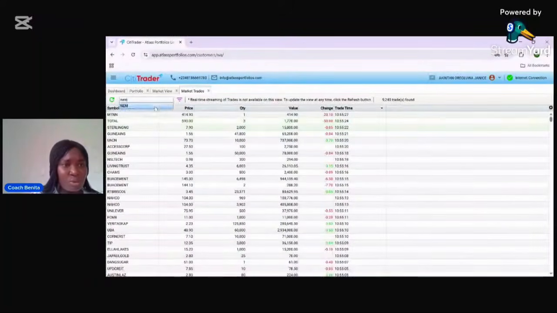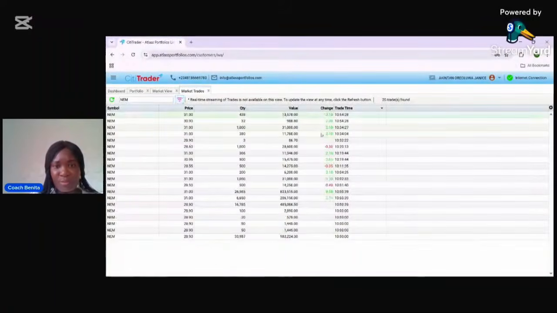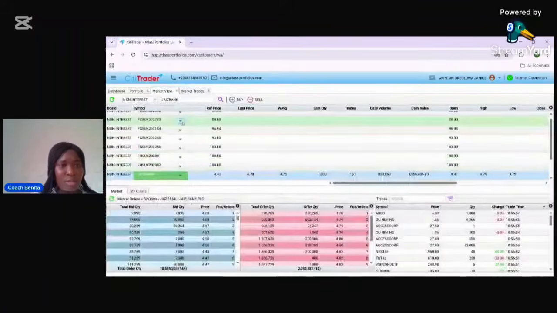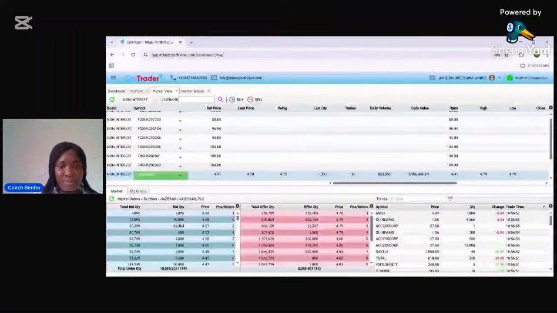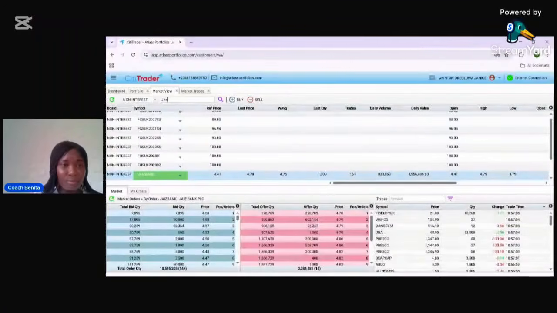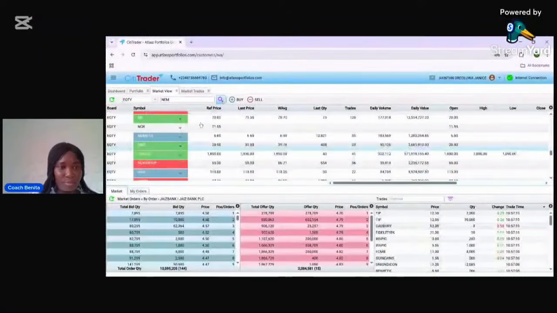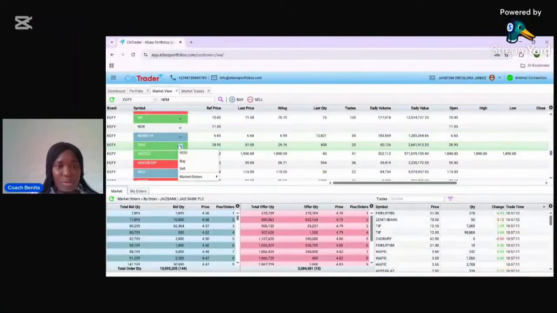Let's see what is going on with NAME. If it's above, okay, some people have been able to buy above. So let's go back to market view. Let me see what is going on. So let's come here, ticker symbol NAME.